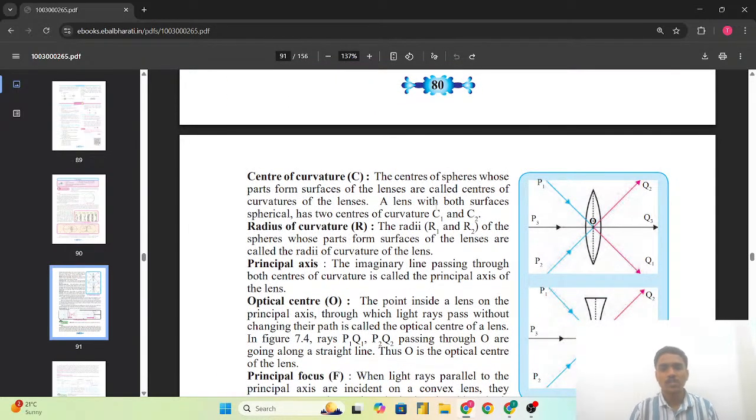So center of curvature क्या है? The centers of the spheres whose parts form the surfaces of the lenses are called the centers of curvature of the lenses. A lens with both surfaces spherical has two centers of curvature, C1 and C2. So यहाँ पर जो लेंस है, the centers of the spheres whose parts form the surfaces of the lenses are called centers of curvature.